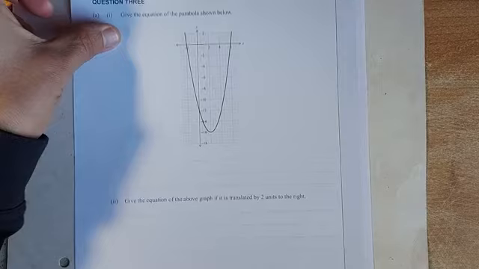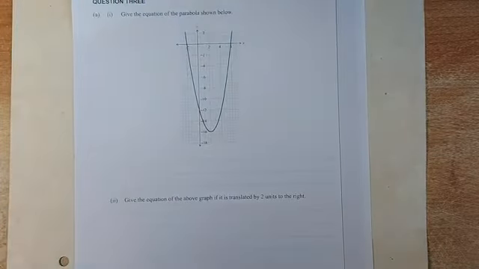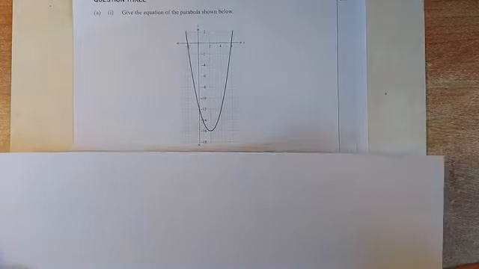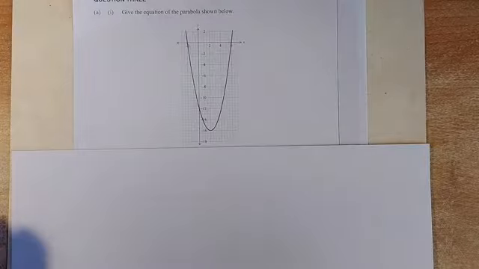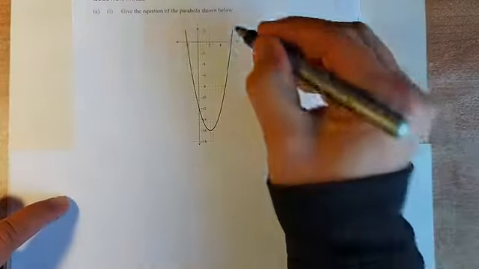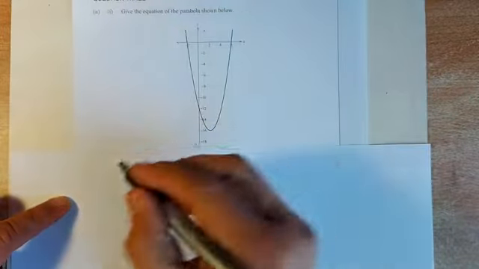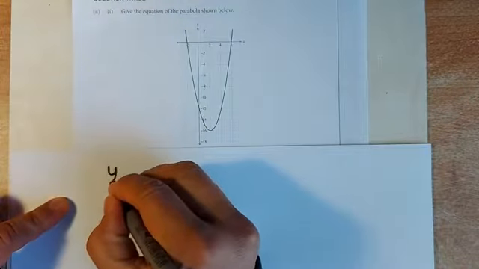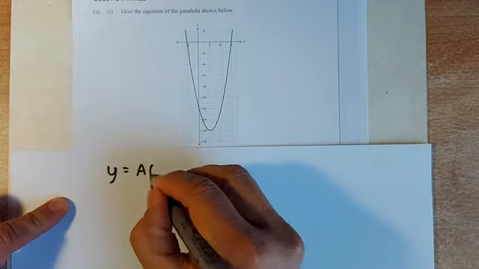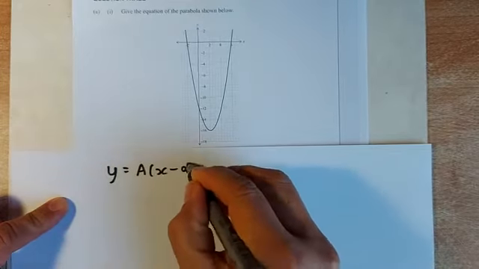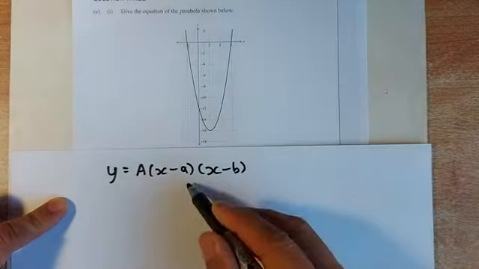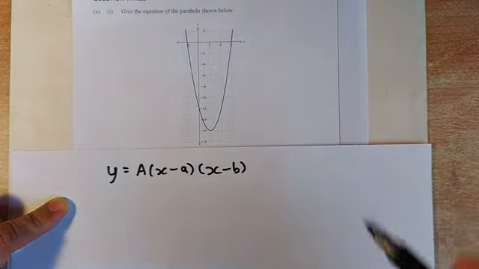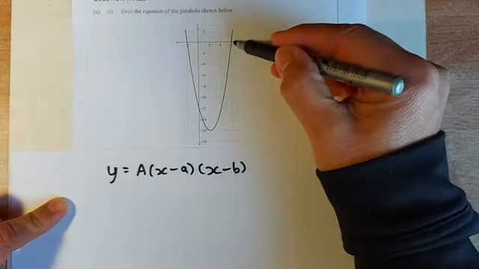Okay, we shall look at this graph, finding the equation of that graph. It's very simple. We're doing the factorized form. The general equation is y equals a(x minus a)(x minus b). The a and the b are where it cuts the x-axis. So it cuts at -2 and it cuts at 6.